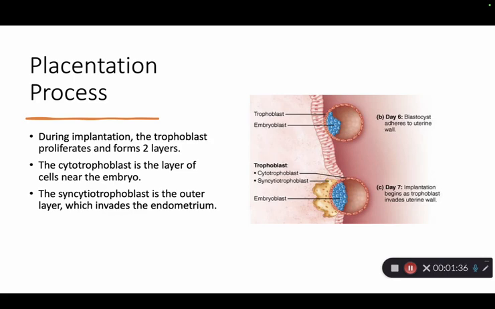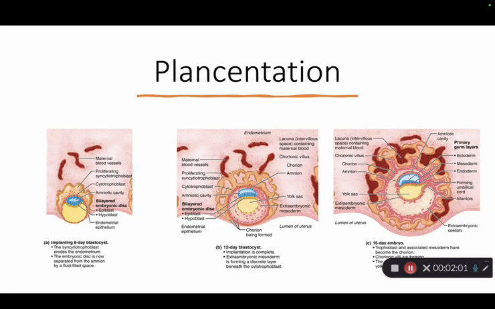During implantation, the trophoblast will continue to differentiate, and it will form these two layers: the cytotrophoblast and the syncytiotrophoblast. The cytotrophoblast remains cellular, but the syncytiotrophoblast will become multinucleated and the invasive layer. These cells break down maternal tissue and establish the foundation for placental blood flow.